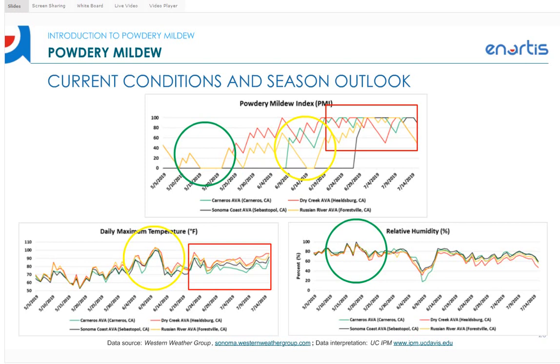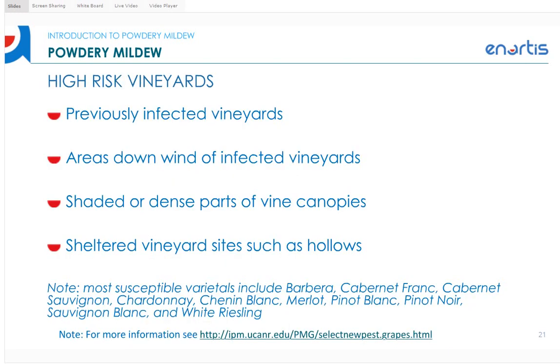So what are high-risk vineyards? Previously infected vineyards: if you had infection last year, you're more at risk the following year, because the fungus can overwinter in the woody parts of the vine. Areas downwind of infected vineyards are also at risk, since spores can blow in the wind into your vineyard and infect your vines. Your neighbor's not-so-great farming habits can actually affect the success of your vintage if you're not vigilant.